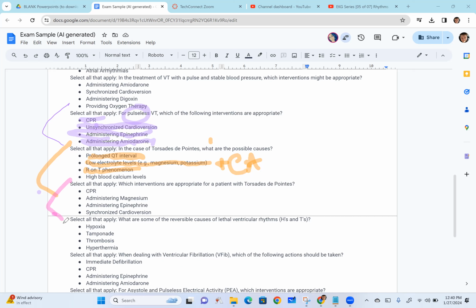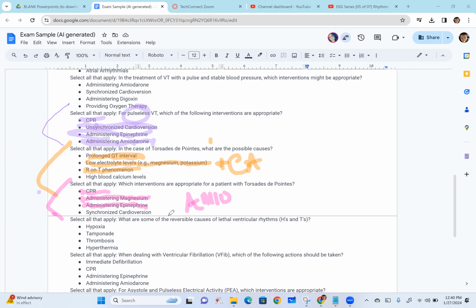It's the same stuff as for pulseless VTAC, except we have an extra few things we can do. We can give them what else? So that means that CPR, epi, and unsynchronized cardioversion are correct for torsades. But mag is an extra thing we can do for torsades. And then what about amio? Can you give amio? You can.